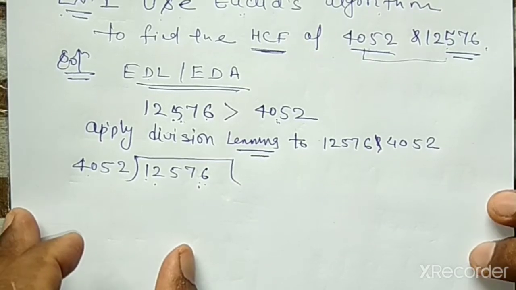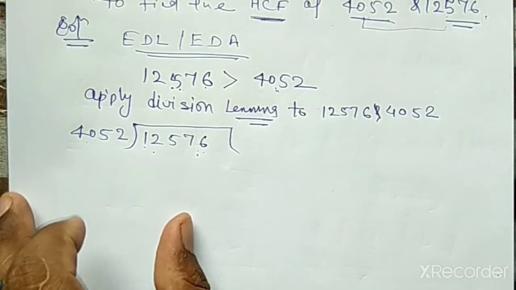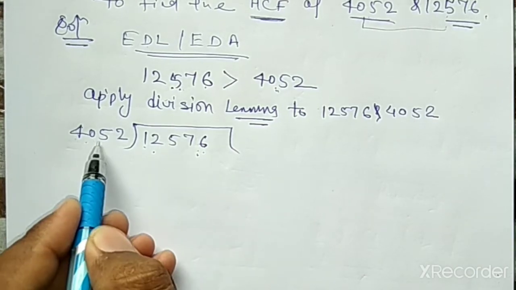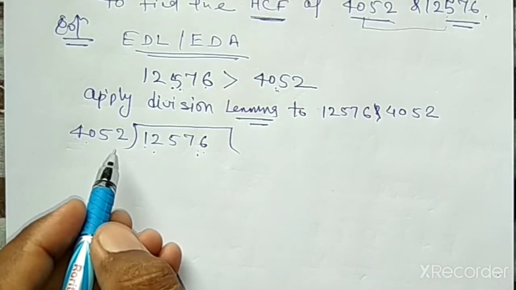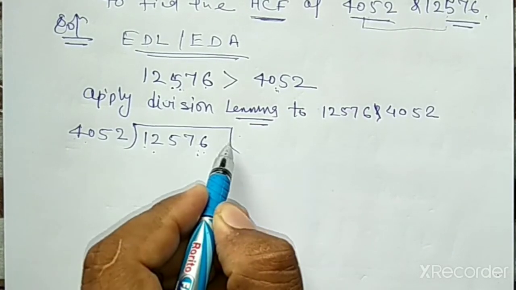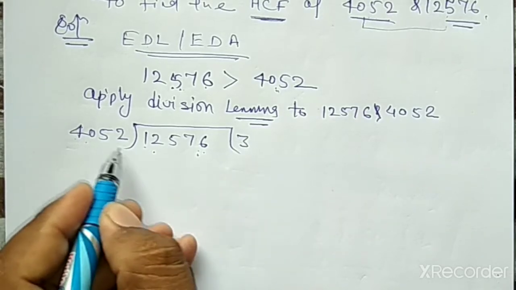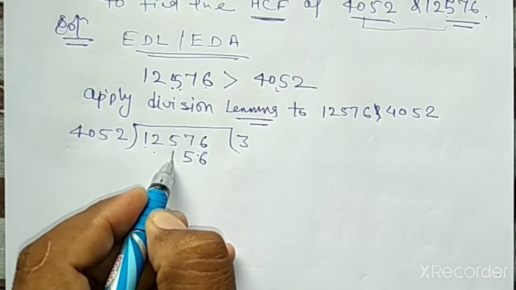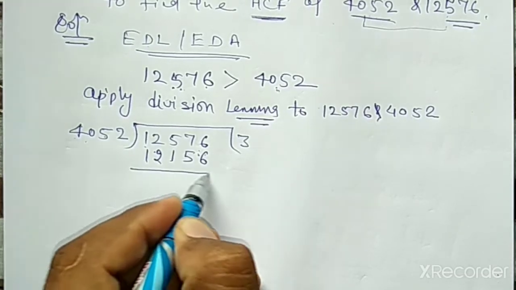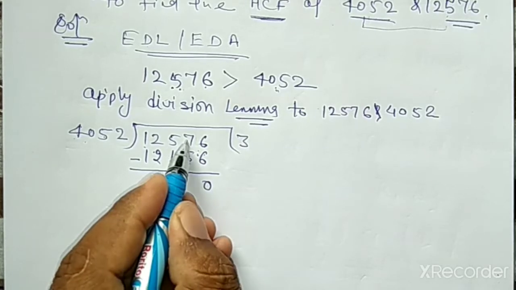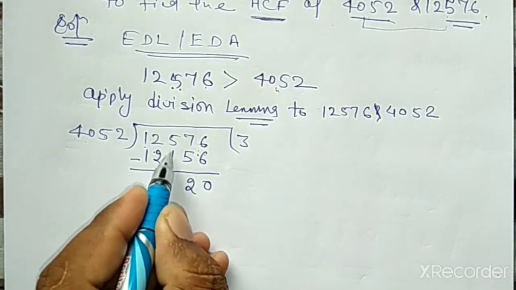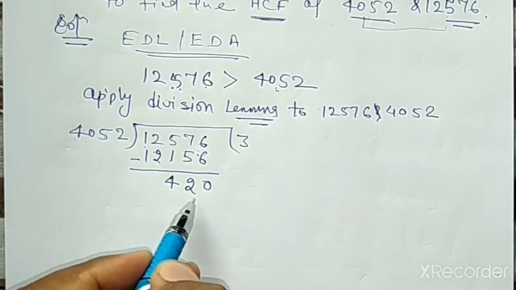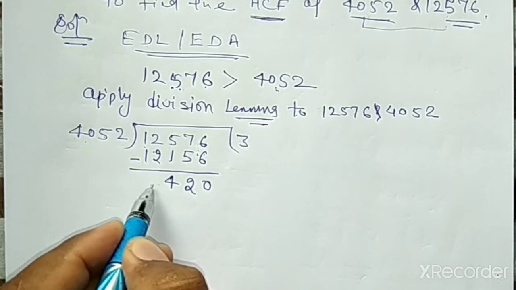So how do we calculate? Solve it. See, 12576 is divided by 4052. That comes, I think, 3 times. 4 3s are 12, so it comes 3 times. 2 3s are 6, 5 3s are 15 and 4 3s are 12. Then you have to subtract it, and the remainder is 420. This is your remainder.